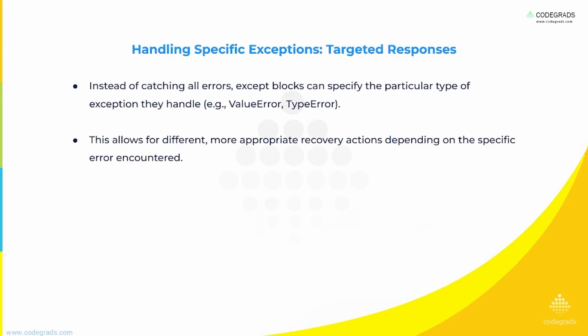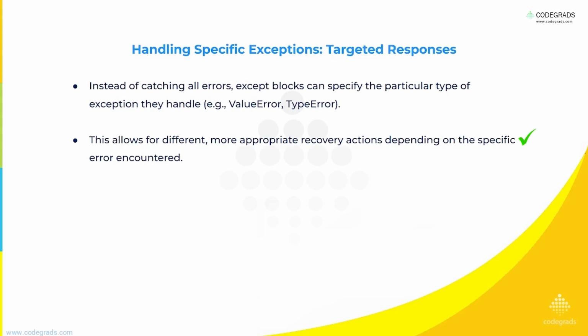Now handling specific exceptions, that is, targeted responses. Instead of catching all errors, except blocks can specify the particular type of exception they handle. For example, if we get a value error or type error, we can mention the exception type, and this allows for different, more appropriate recovery actions depending on the specific error encountered. So catching specific errors helps you write better and clearer responses.